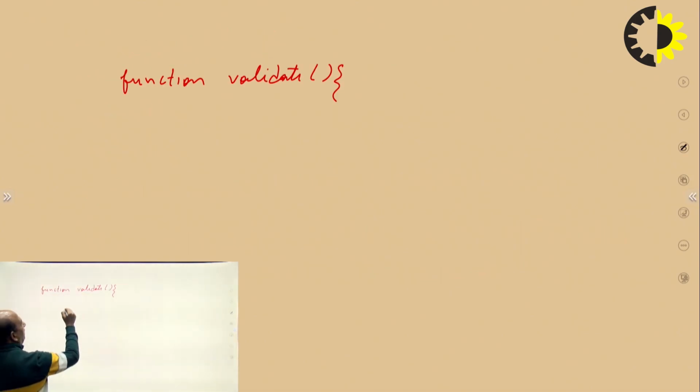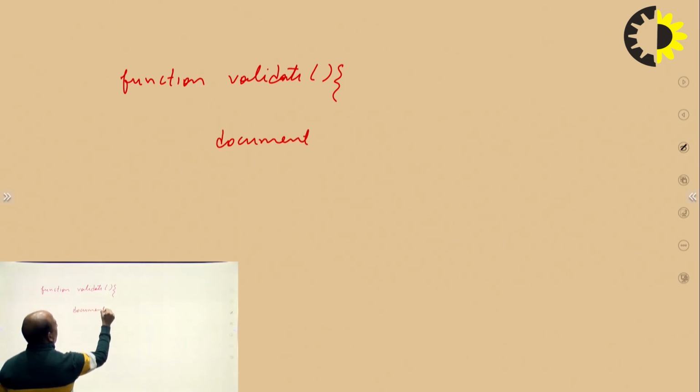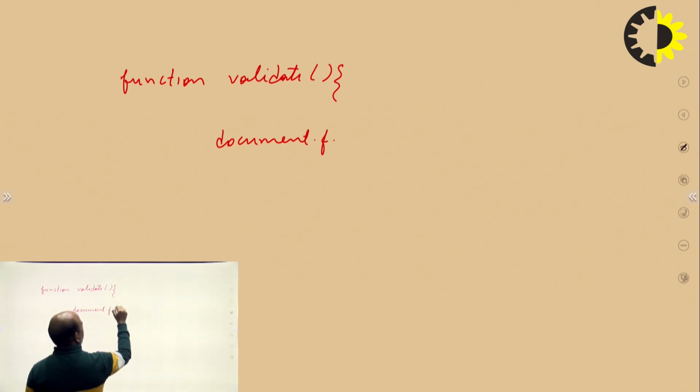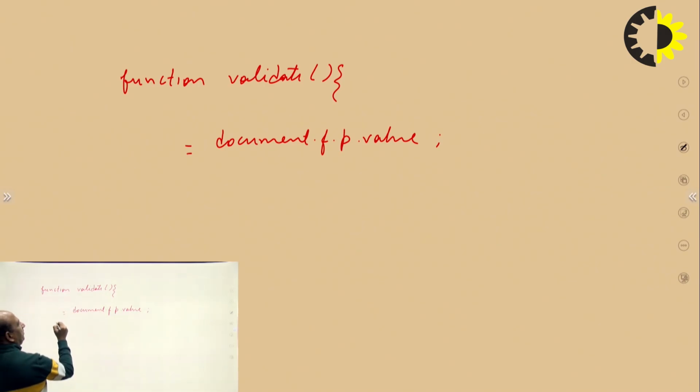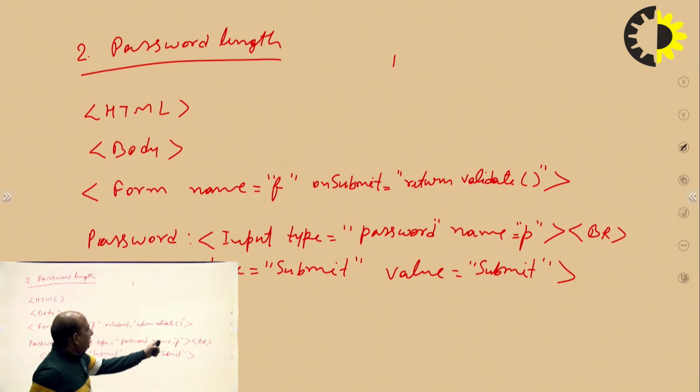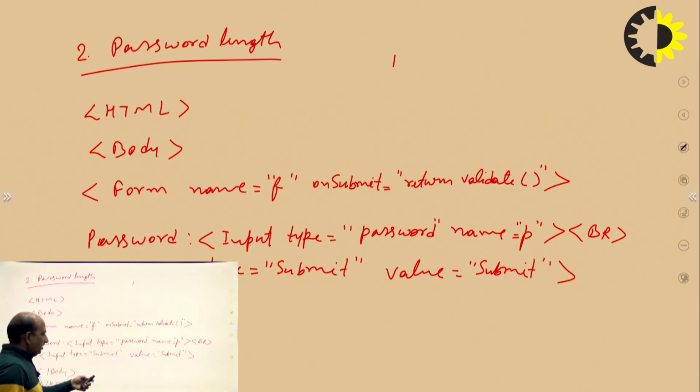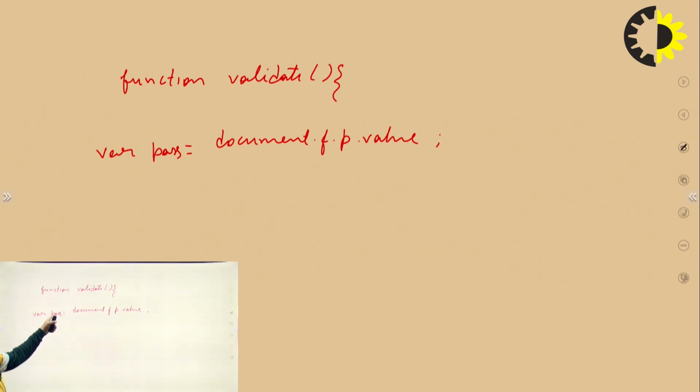For that I have to use document.form name is f, then field name for value I am accessing is p, and .value. This value will be accessed, and I am storing it in a variable, let us say variable name is pass. So I have accessed the value entered by the client in this P field and put it in this variable pass.